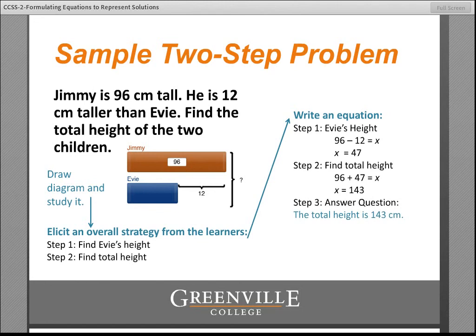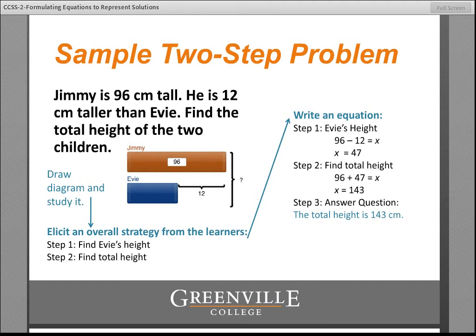We can then use the tape diagram to figure out an equation for Evie's height. She's 12 centimeters less than Jimmy's 96 centimeters, so that's 96 minus 12. Once we have solved for her height, we can then re-examine the tape diagram and construct a new equation for the total height. Another important part of problem solving is to recognize what the answer means in light of the original problem. So I usually require a complete sentence answer for word problems.